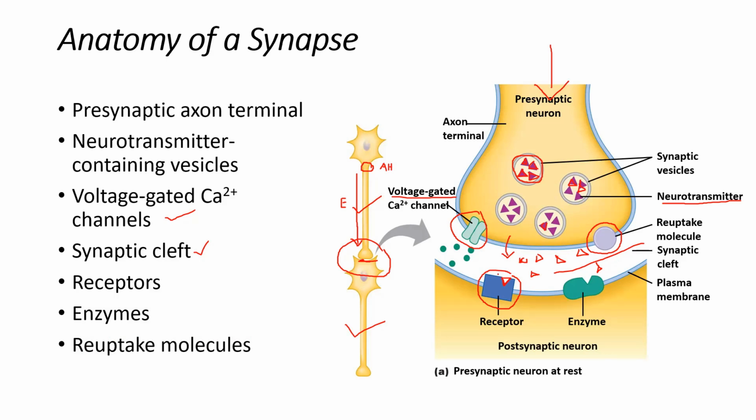So the receptors here will bind this neurotransmitter that's been released into the cleft. The enzymes will degrade or break down any excess neurotransmitter that has not been bound, and then the reuptake molecule will sort of recycle any of those chemicals that have also not been used. So the enzyme and the reuptake molecule are two ways that we can clear the excess neurotransmitter from the junction or the cleft.